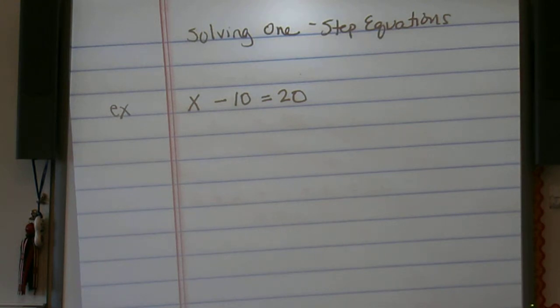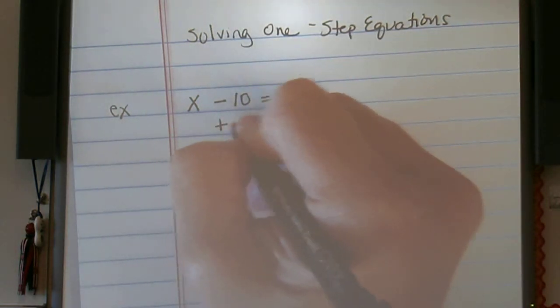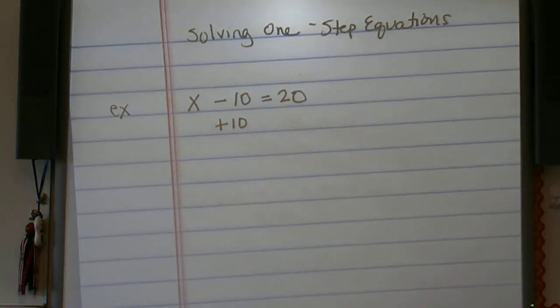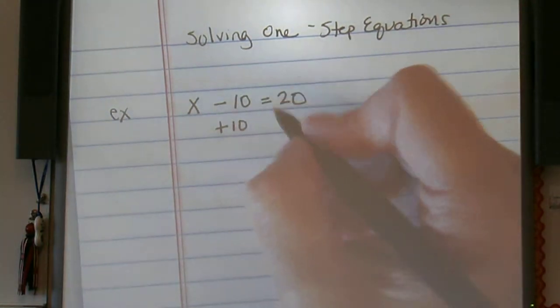So isolate the variable. Right now we have the variable minus 10. We want to just have the variable. So if we had x plus 0, then that would give us x. So we need to get rid of this minus 10 so that we can isolate the variable. The way that we do that is to add 10. And what we do to one side of an equation, we have to do to the other side.